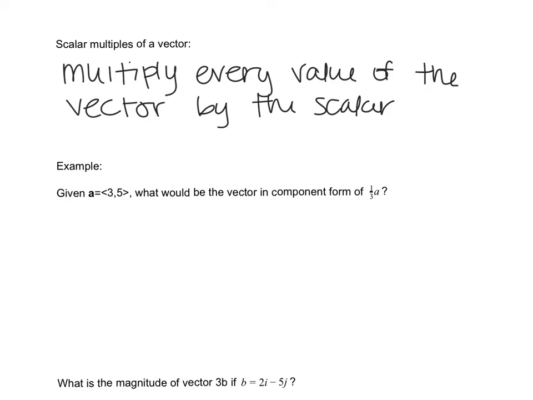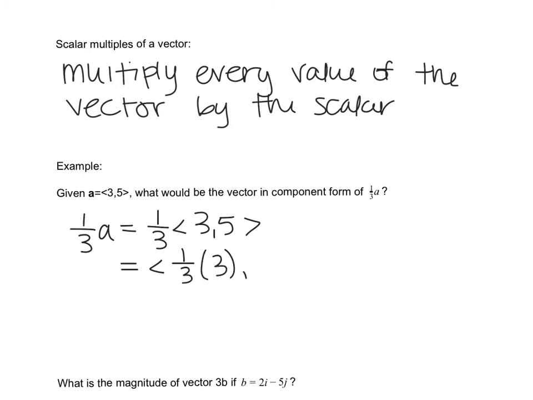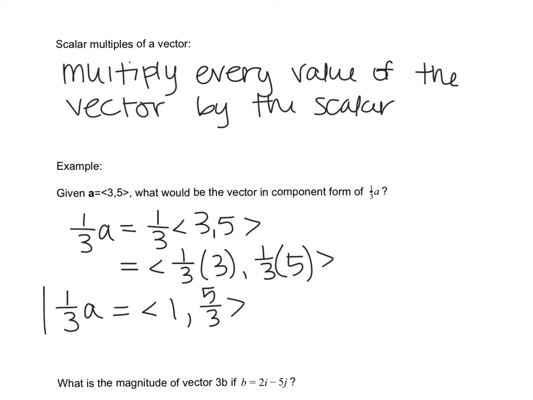So in our first example, given A, so here's that bolded way to write a vector. Our vector A is 3, 5. We want to know the vector in component form of 1/3 times A. So if I'm going to do 1/3 times A, I have to do 1/3 times 3, 5, which is going to become 1/3 times 3 and 1/3 times 5. So 1/3 times 3 is 1, and 1/3 times 5 is just going to be 5/3. So 1/3 A is just 1, 5/3.